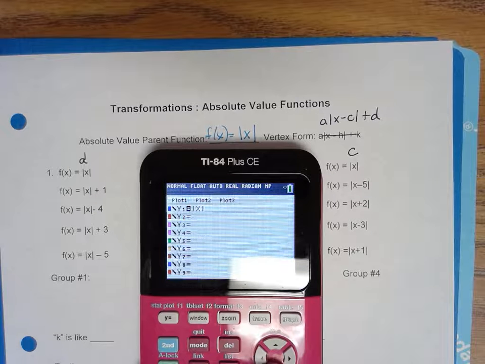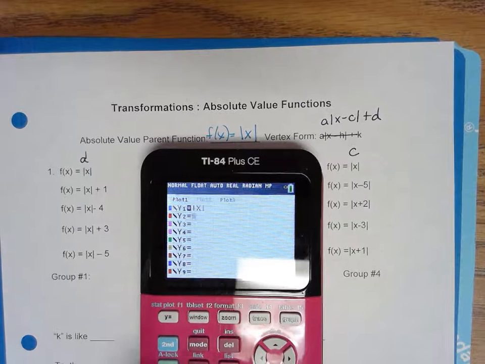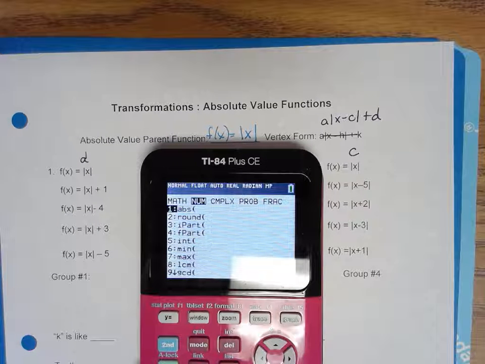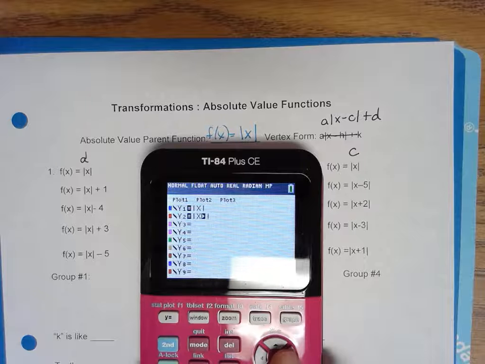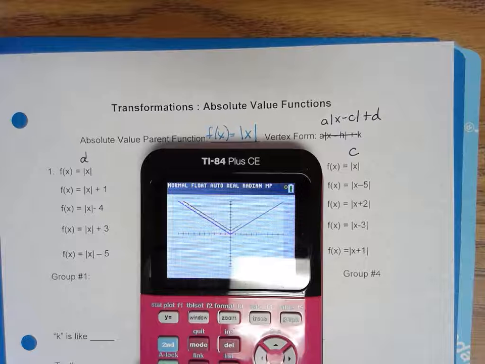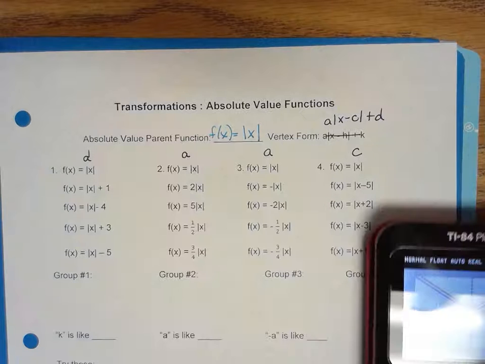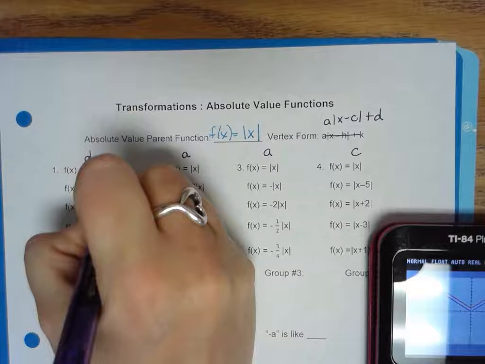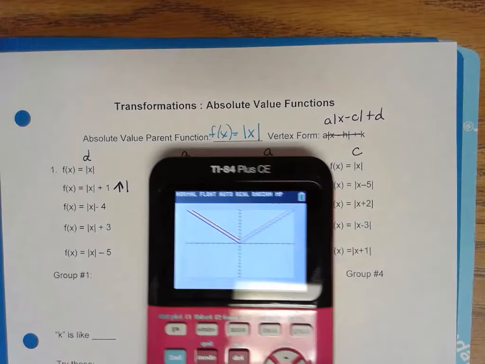Now we're going to go back in here, and we need to put in the second one. So we're going to put in math, absolute value x. Make sure you right arrow to get out and say plus 1. When you hit graph, this function has clearly moved, and it has moved up 1.